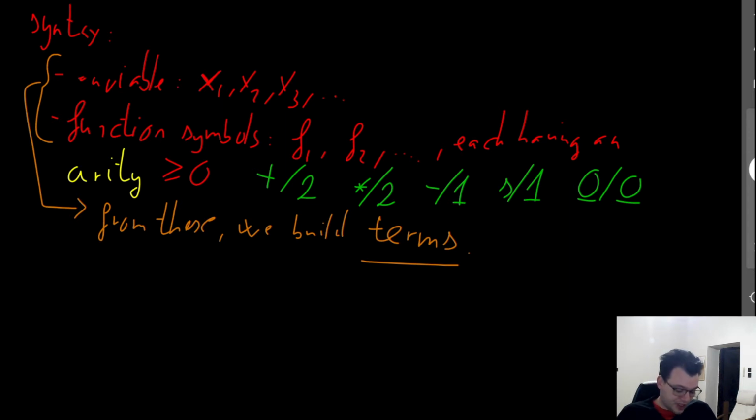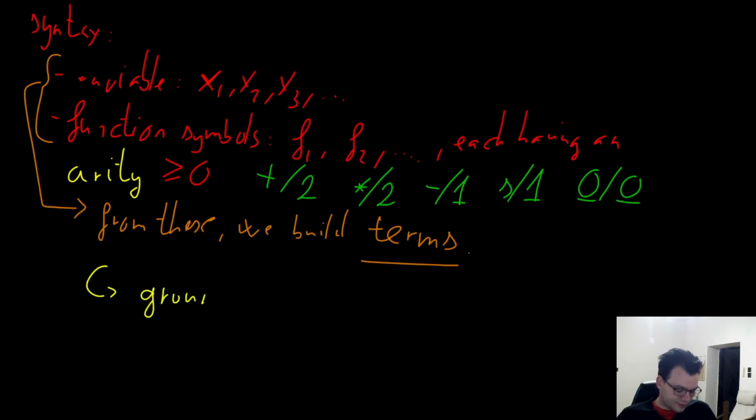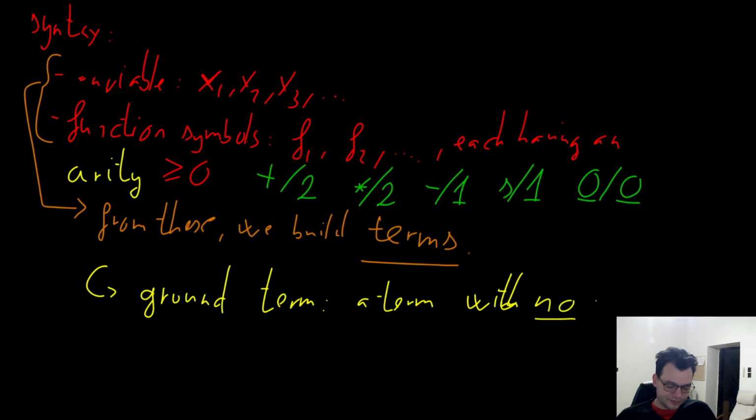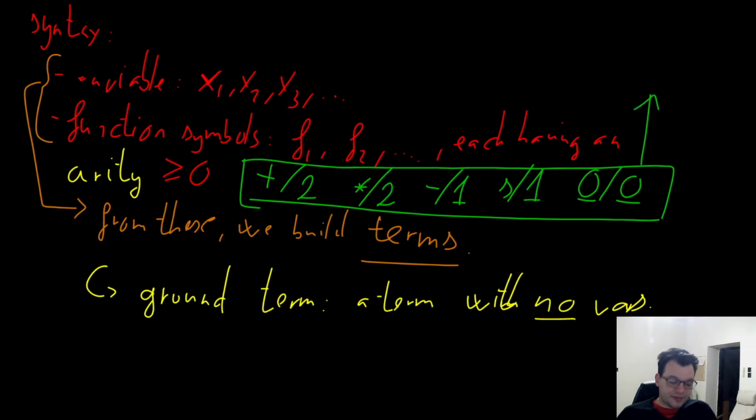Okay, so we will discuss terms, and an important concept is a ground term. A ground term is a term with no variables. So for example, if our alphabet, our signature, is this one, then 0 is a ground term because it's a term and it has no variables.